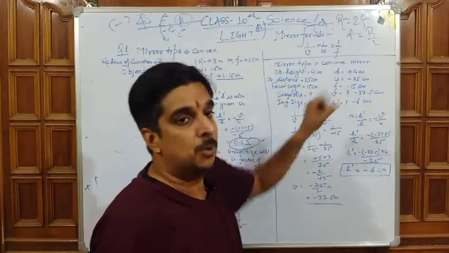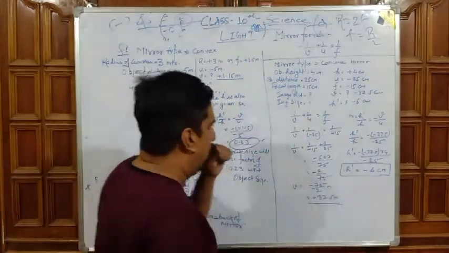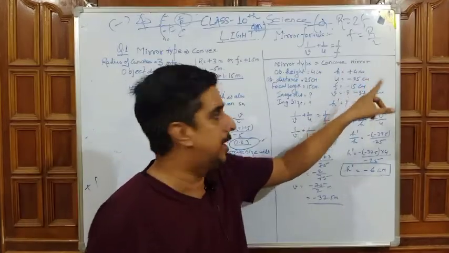Object distance, which will be known as U. ऑब्जेक्ट किधर होगा भाई? इधर ही होगा ना, कॉन्केव मिरर के. That's why minus 25 cm.